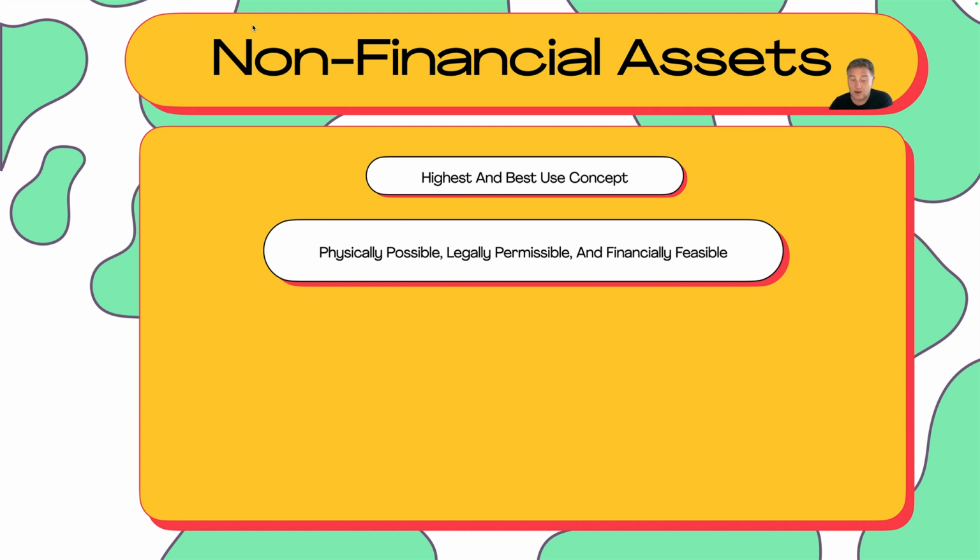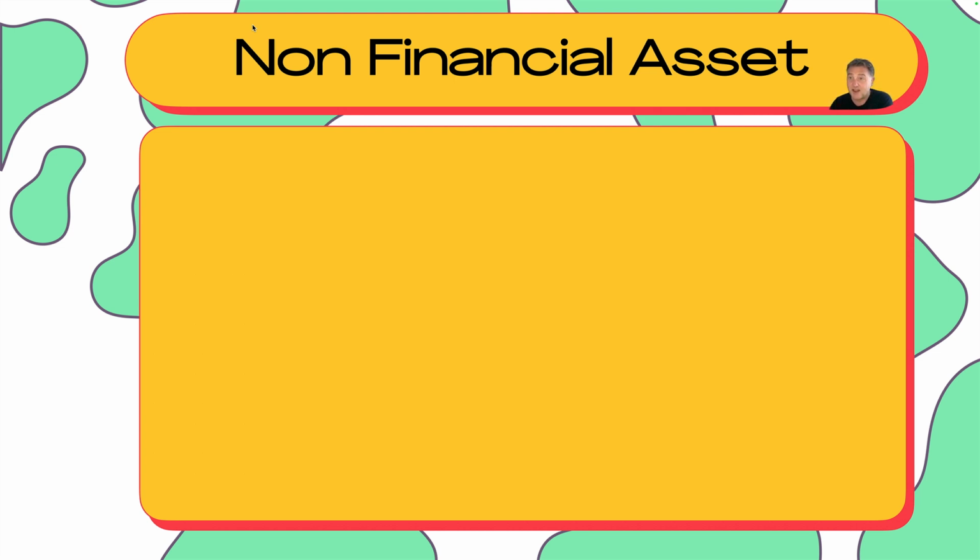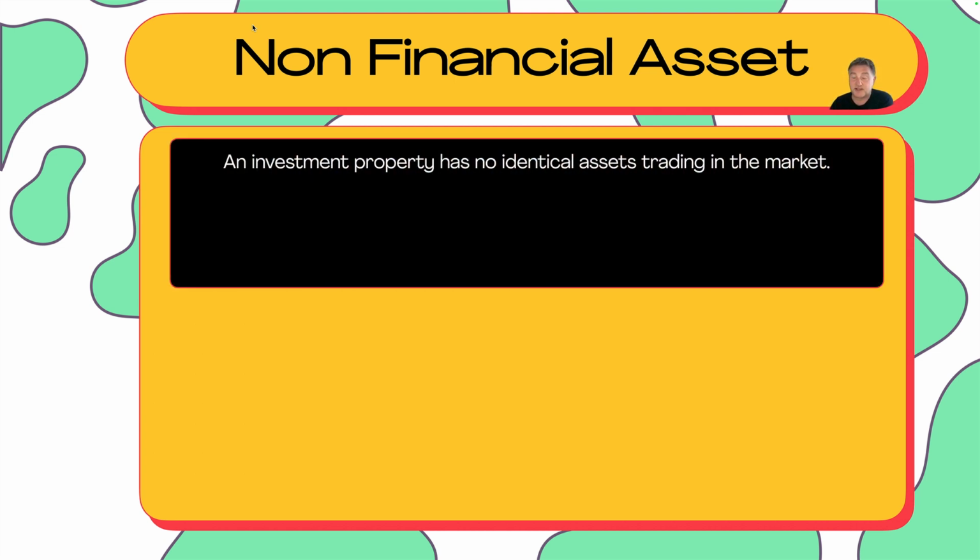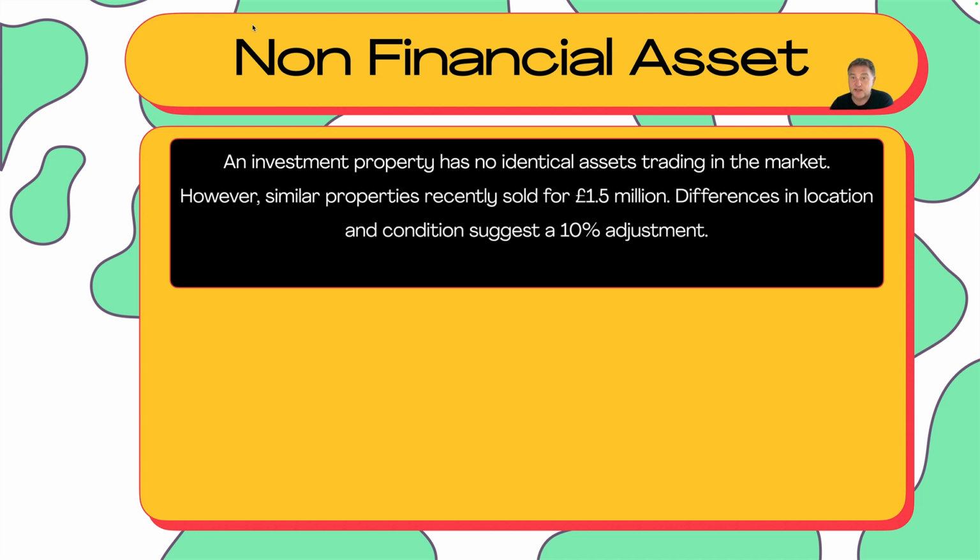In your exam, it won't be a table. It will be something like an investment property or something. So here we have an investment property, has no identical assets trading in the market, so we're not using level 1. However, similar properties recently sold for 1.5 million. Okay, so we can use similar properties. Differences in location and condition mean a 10% adjustment.